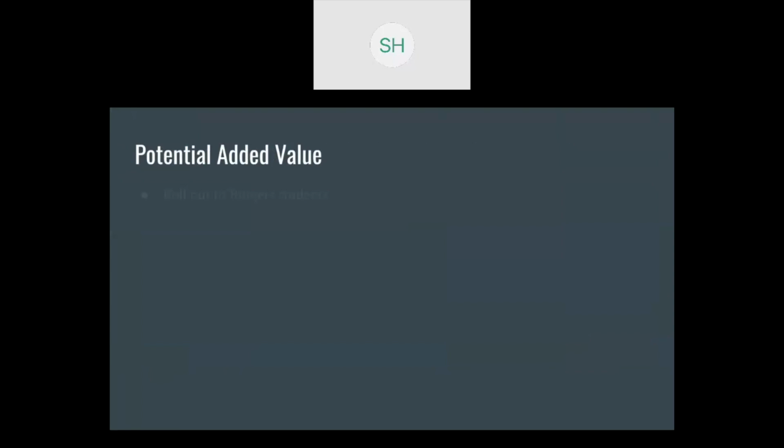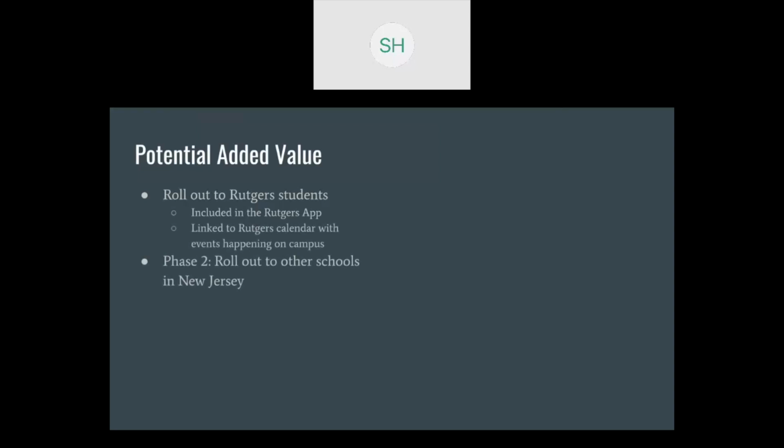So the potential added value of our application. So first, obviously, if this were to be put into effect, it would be rolled out to Rutgers students, potentially included in the Rutgers app, possibly even linked to the Rutgers calendar with events happening on campus, so that students can get more involved in things that they're interested in. Phase 2 ideally would be to, after doing our initial testing on Rutgers campus, roll out to other schools in New Jersey.